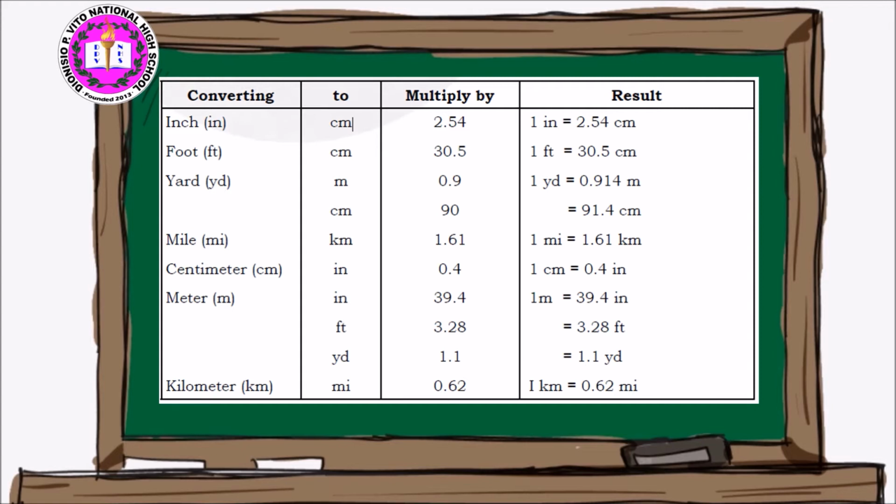Converting meters to yards, we're going to multiply by 1.1. Therefore, 1 meter is equal to 1.1 yards. And converting kilometers to miles, we're going to multiply by 0.62. Therefore, 1 kilometer is equal to 0.62 miles.